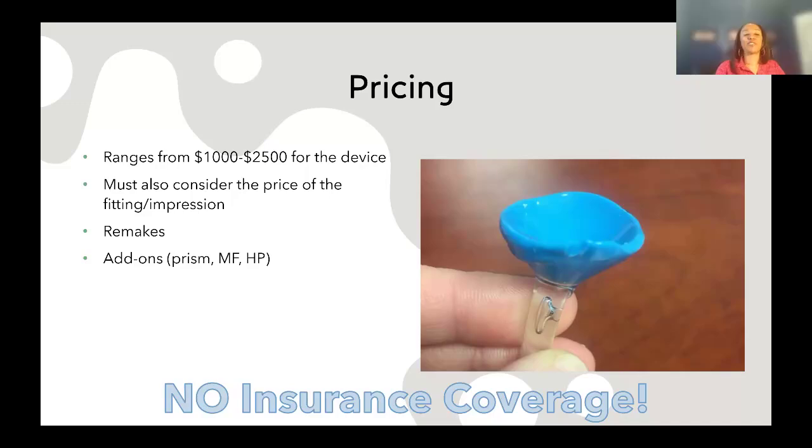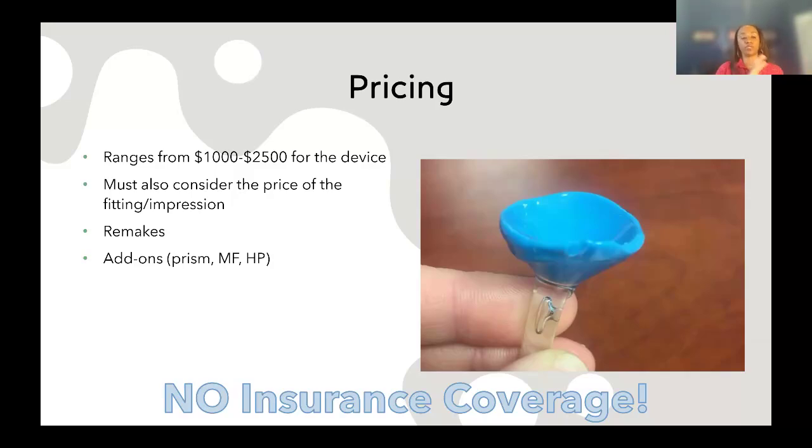So the price on the impression is about $1,000. So there's a range here because there is a very technical lens that costs about $3,500 with the impression, and then there's a less expensive one that costs about $2,000.